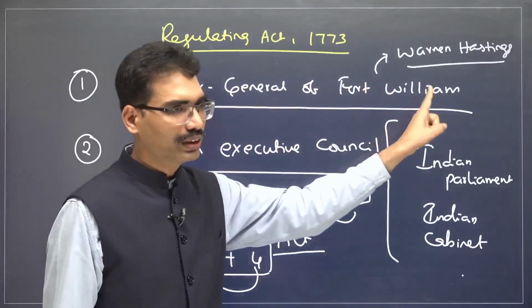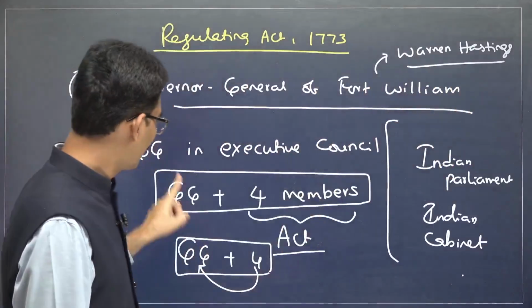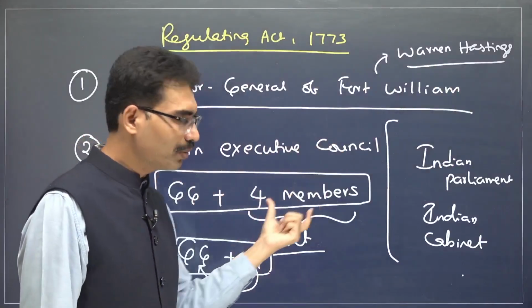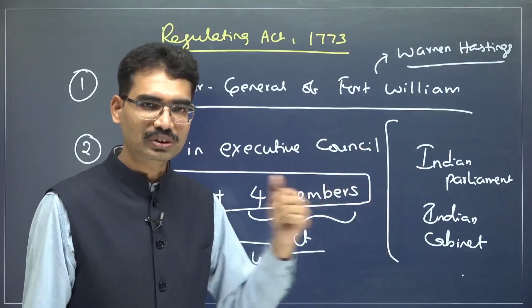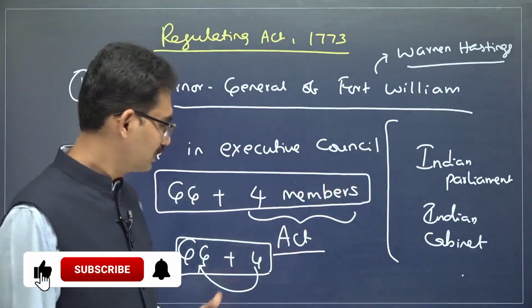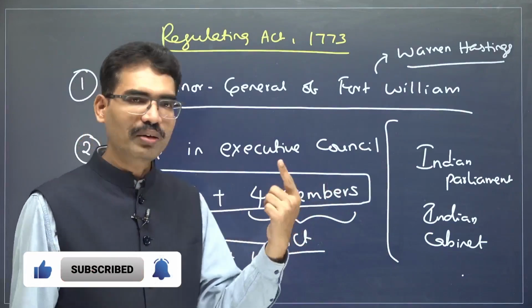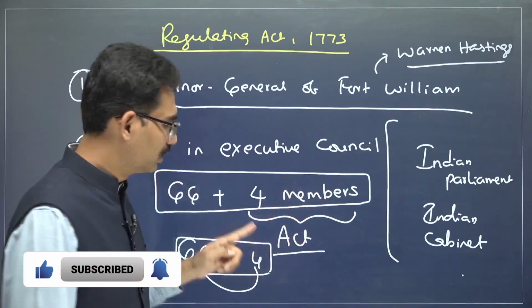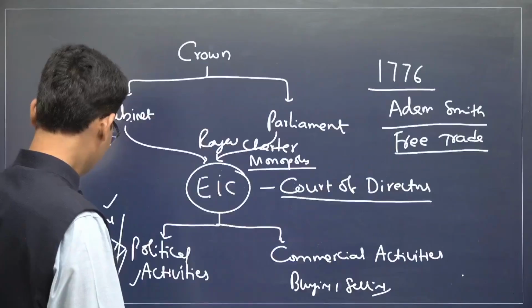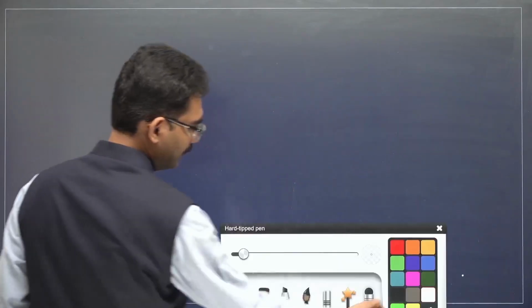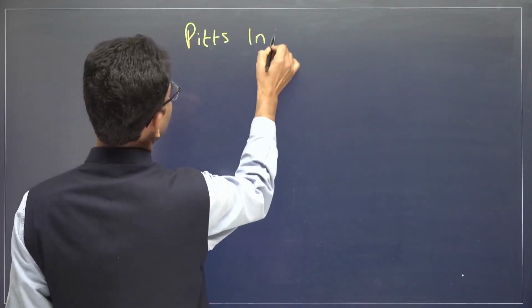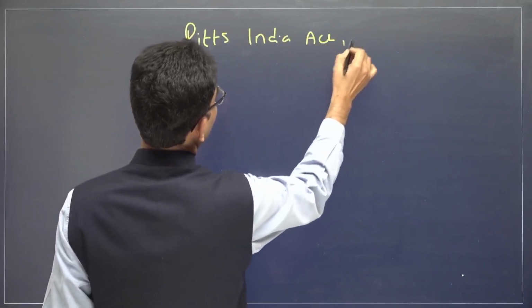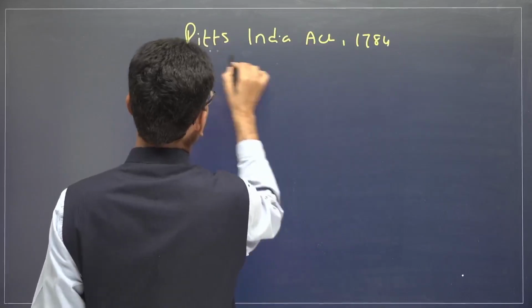The Governor General of Fort William will continue. Governor General in Executive Council, 4 members are there. They are going to remove 4 members and make 3 members only. As a result, if the Governor General gets one member's support also, let me write this. Pitt's India Act (1784).